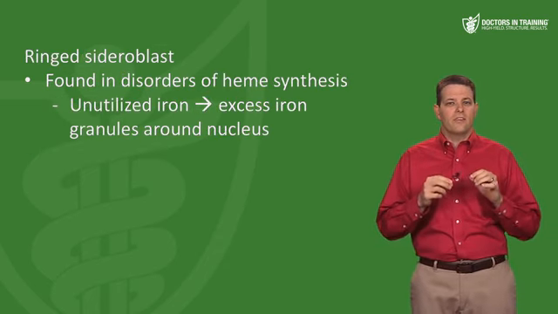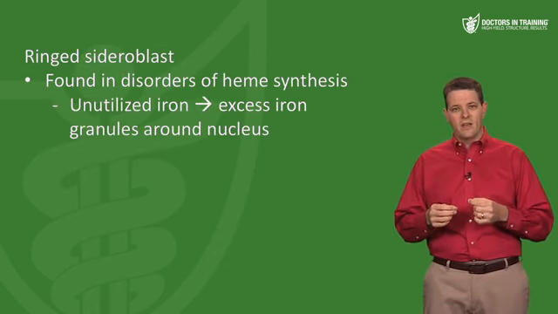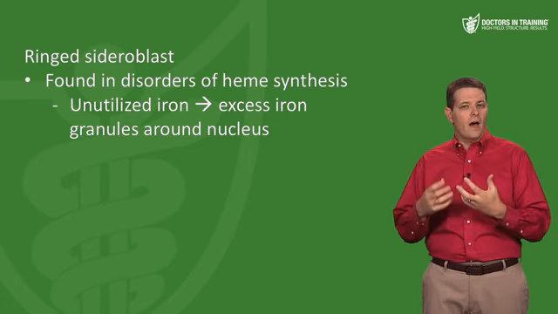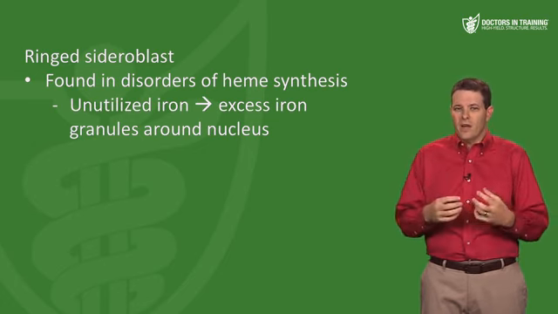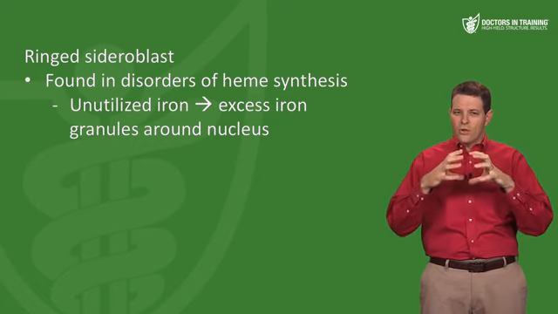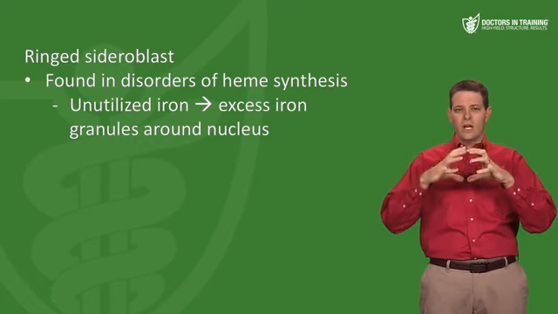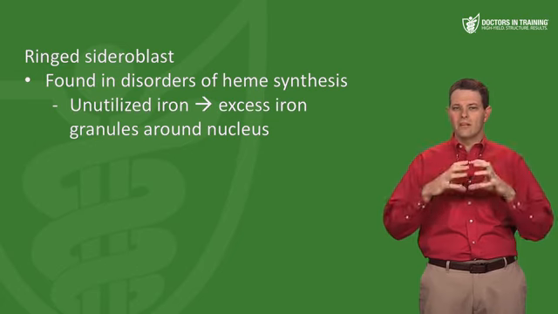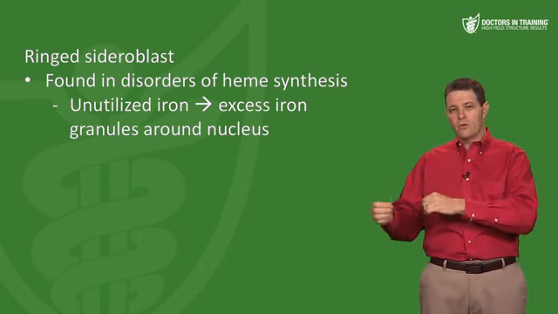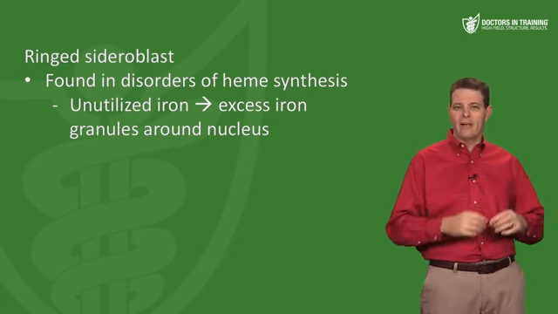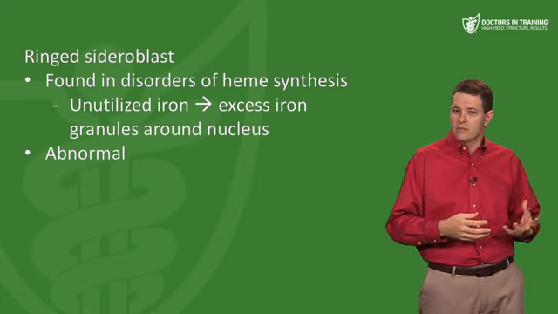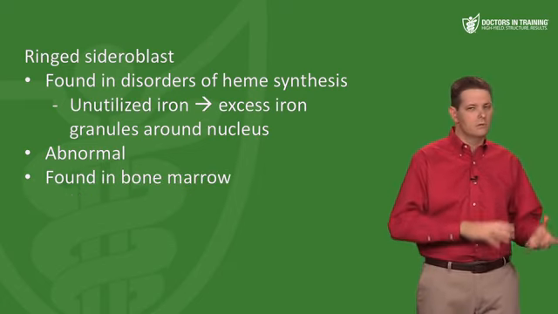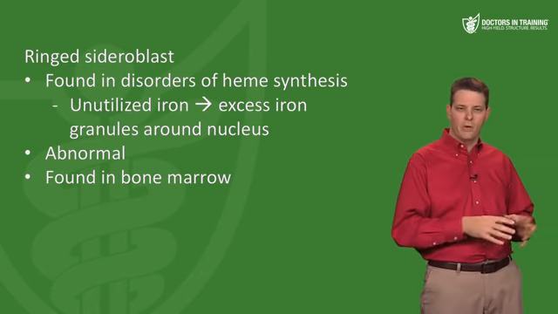However, if you have a disorder that affects heme synthesis, the sideroblast can't use all the iron that's stored in those iron granules. So they have too many granules, and the iron granules sort of surround and encircle the nucleus. So they form a ring around the nucleus. Now we call this a ringed sideroblast. So sideroblasts are normal, but ringed sideroblasts are abnormal. And where do you find these ringed sideroblasts? Again, they're found in the bone marrow. Not the peripheral blood, but the bone marrow.